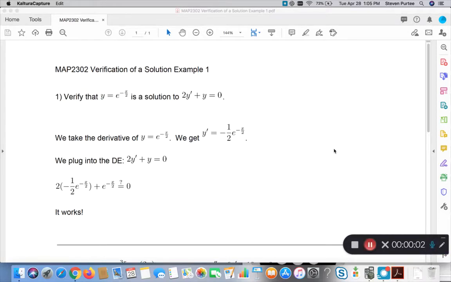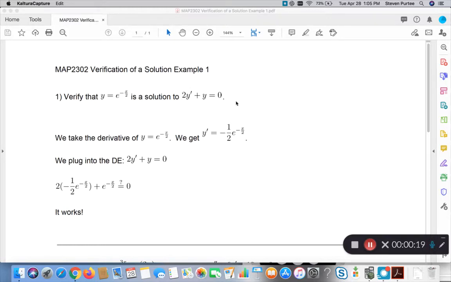Okay, we're going to verify that we have solutions to DEs. Remember, when we're solving a DE, our goal was to find a function that satisfies the DE. We're not trying to find a number. Our solution is an entire function.